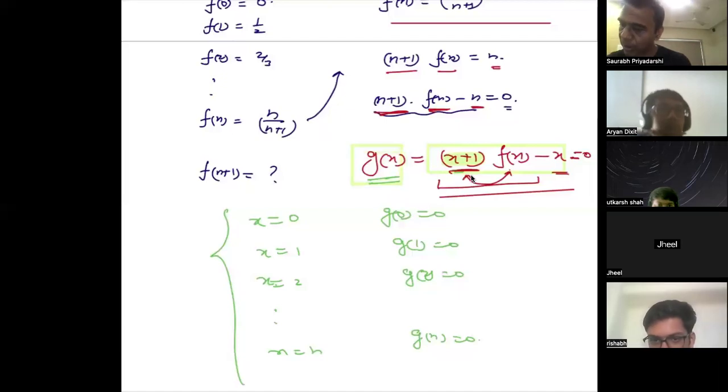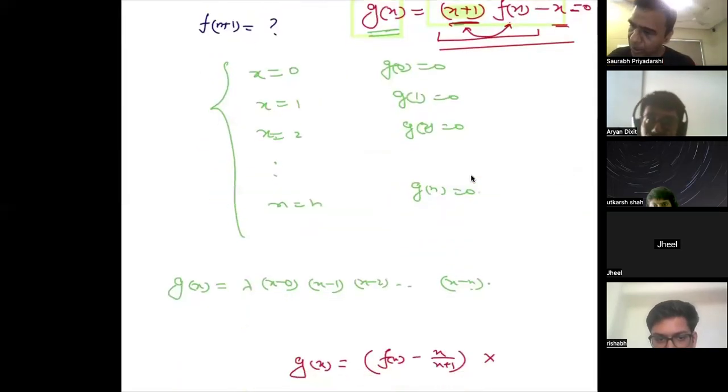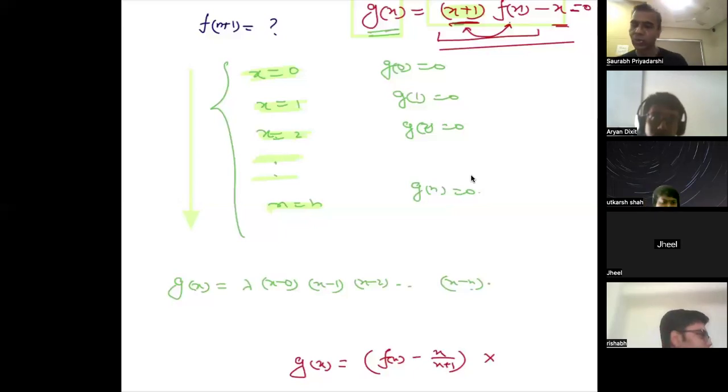N plus 1, right? So the degree of g(x) is n plus 1, which means this g(x) must have n plus 1 roots. See this? At 0, this is 0. At 1, this is 0. At 2, this is 0. At 3, this is 0. At 4, this is 0. At n, this is 0. I have started with 0 and gone up to n, which means the total number of roots in this case will be n plus 1.